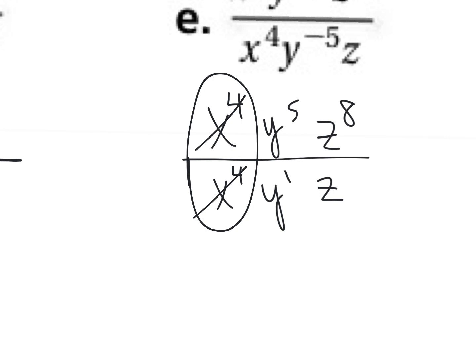And then we've got, with the y's, we have more y's in the numerator, so that'd be like y to the 4th. Z's, we also have more in the numerator. This is z to the 1st in the denominator, so that would be z to the 7th. So we don't even need the fraction bar anymore.